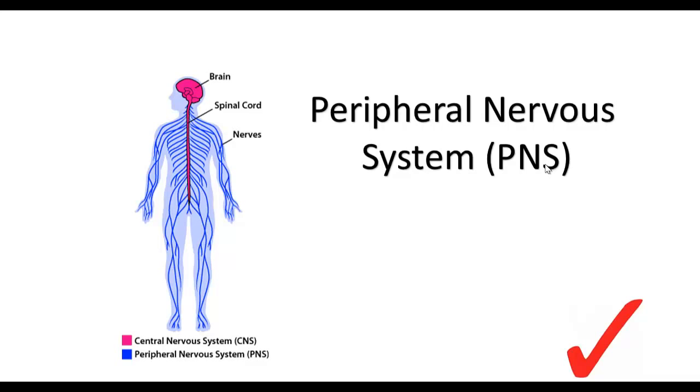So two parts of the nervous system. One is the central nervous system, which includes the brain and spinal cord. The other is the peripheral nervous system, which includes the nerves that connect the central nervous system to all the parts of the body.